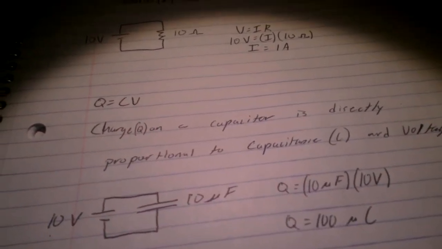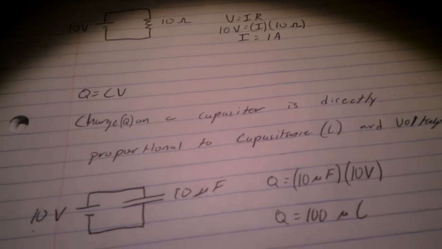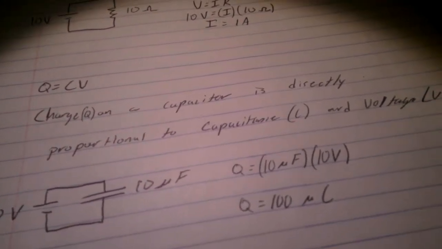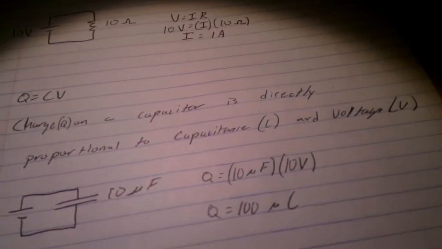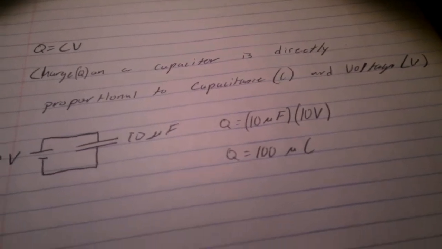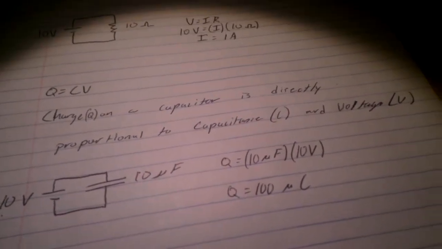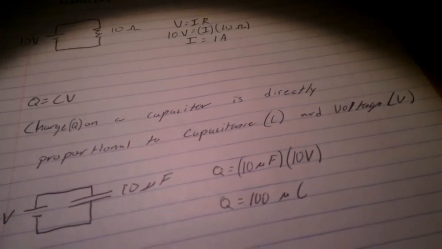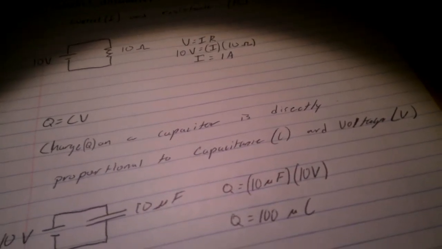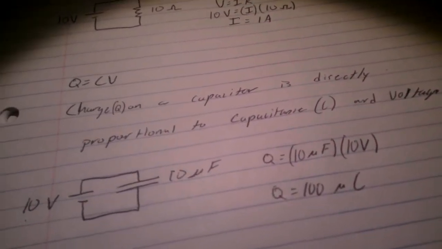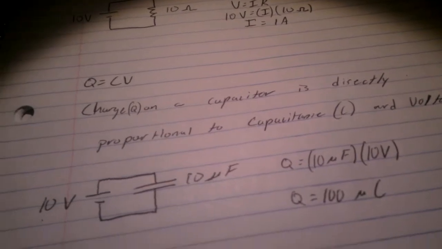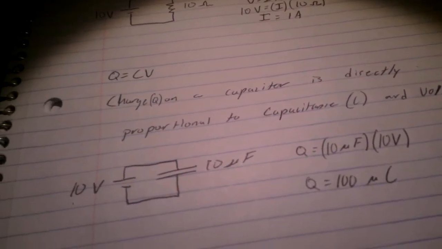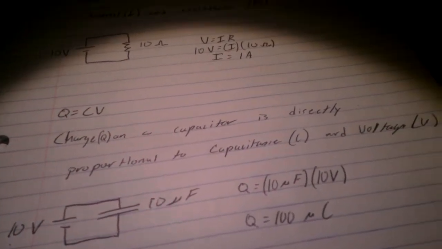And you just plug in, solving for Q, plug in the 10 microfarads and the 10 volts into the equation, and you'll come out with 100 microcoulombs, which is the charge. And that's the simplest form of this equation, the simplest example. And that's basically how you use these two equations.